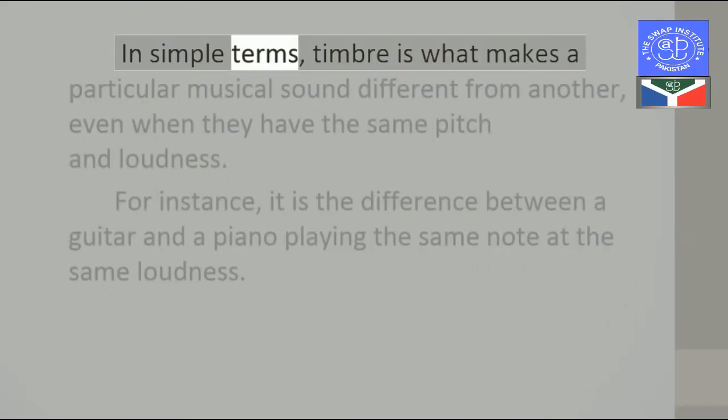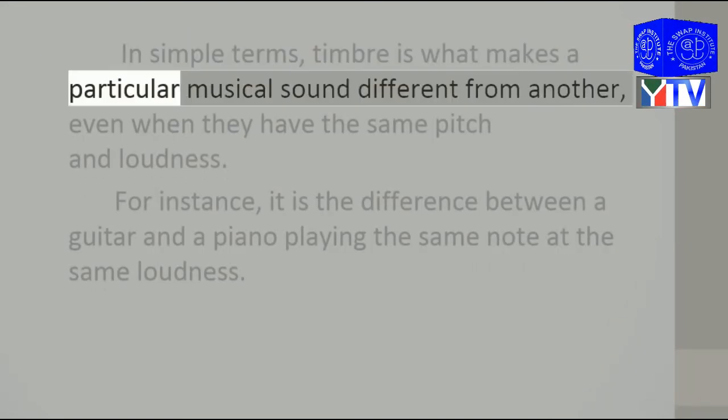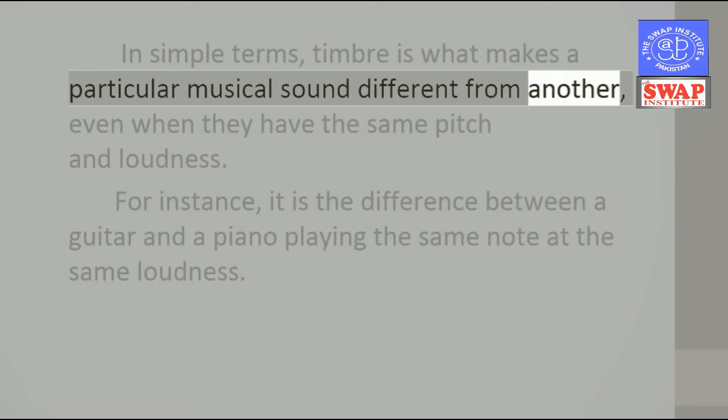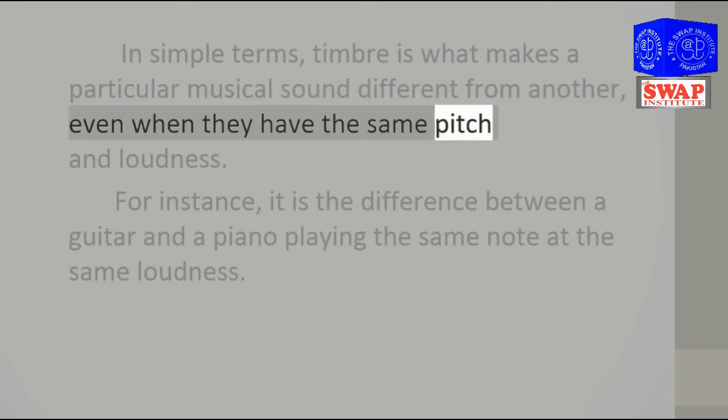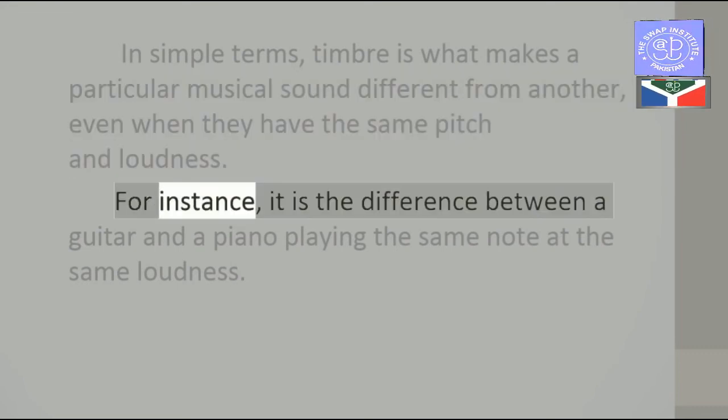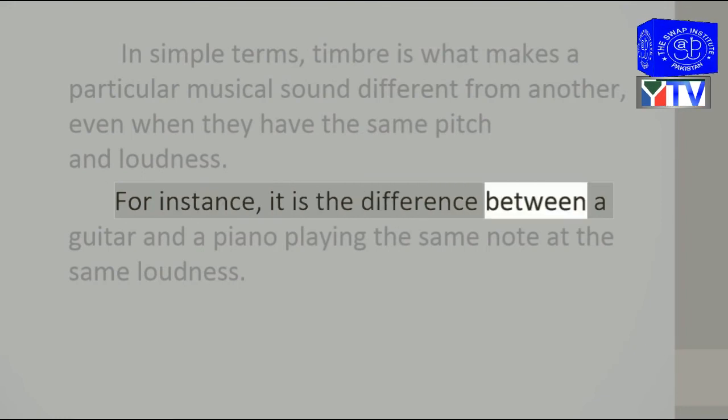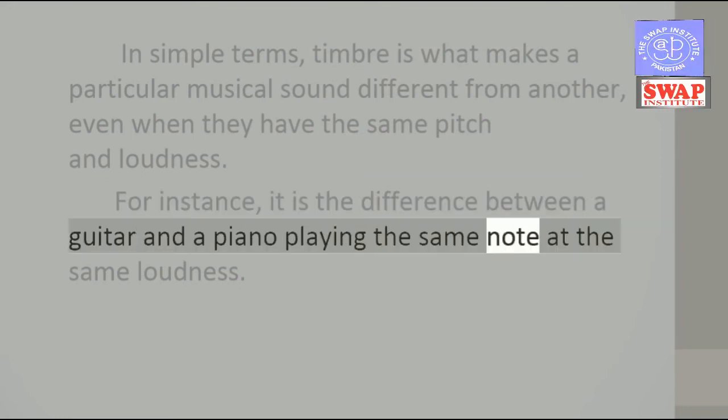In simple terms, timbre is what makes a particular musical sound different from another, even when they have the same pitch and loudness. For instance, it is the difference between a guitar and a piano playing the same note at the same loudness.